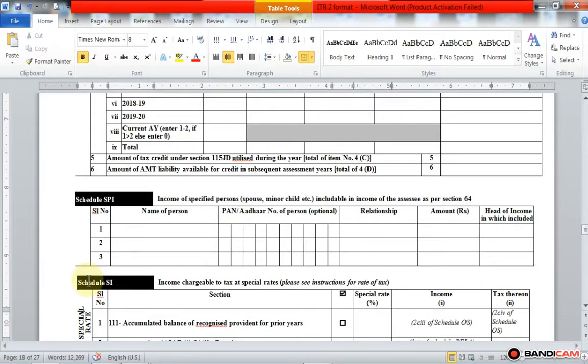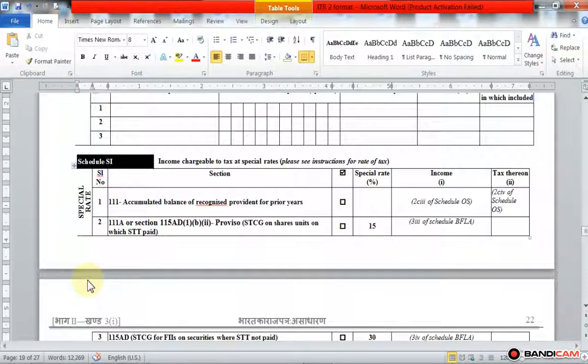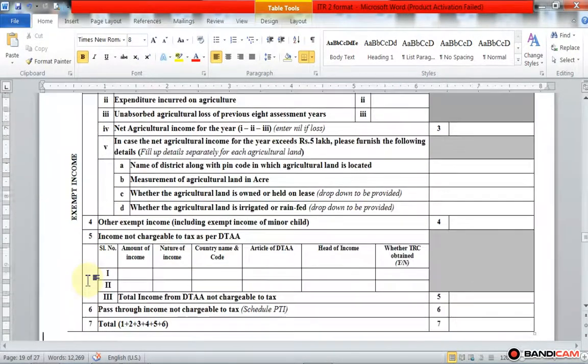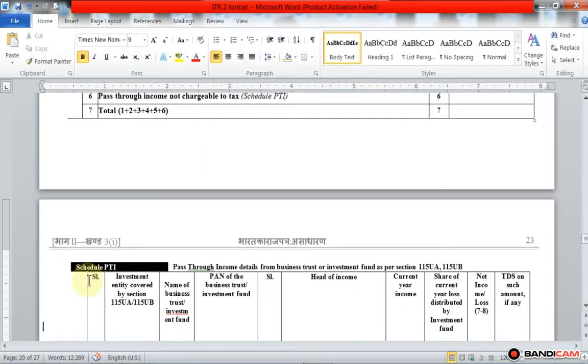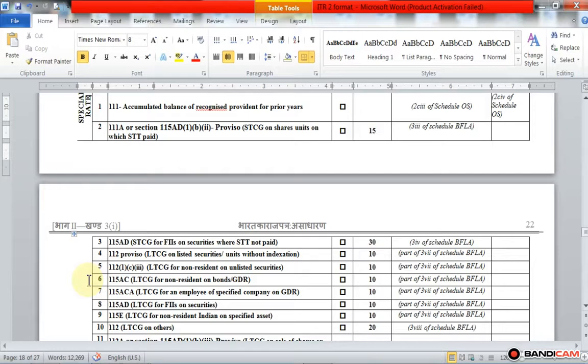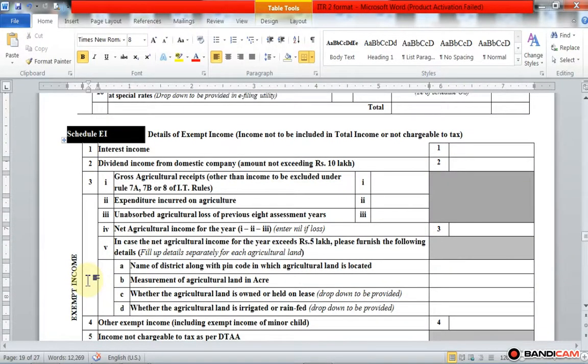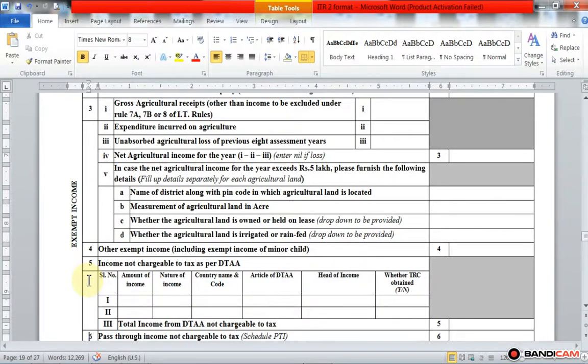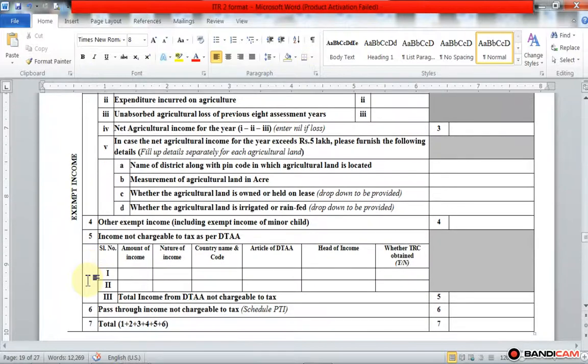Then Schedule SI is relating to the income chargeable to special rates. So the list is given; we did not read this list. Here is the list relating to the accumulated balance of recognized provident fund. So this list is not necessary. If applicable, then we take it into consideration; not applicable, then we ignore. Okay. Then EI, exempted income. So exempted income we already discussed, under section 10, that is dividend, interest. And then the agricultural income. If agricultural land is purchased, then the location of the agricultural land and the measurement of the agricultural land. Okay, so all these things.